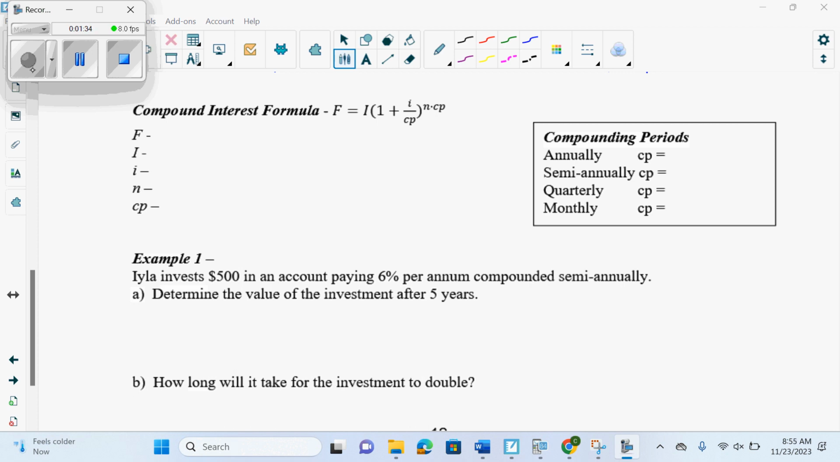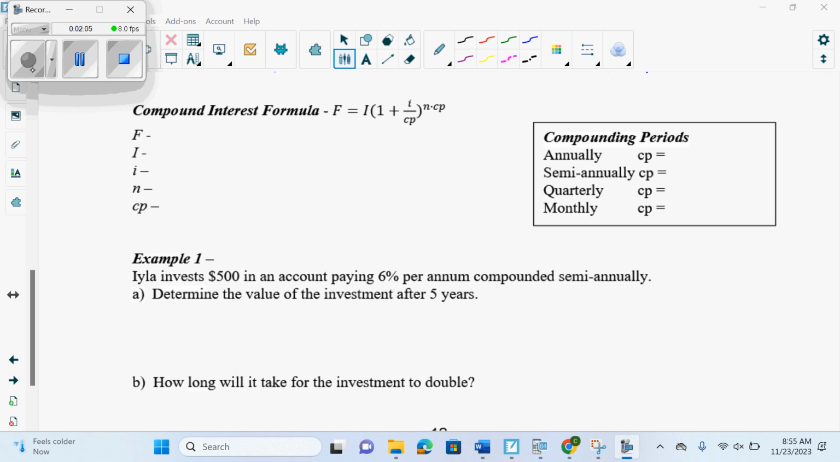Then n is the number of years times compounding periods. This will get you the total number of compounding periods. So say I did it for 5 years, compounding monthly. How many compounding periods would I have? 5 years compounded monthly: 60. I would have 60 compounding periods, and I divide by compounding periods because I know how much interest per compounding period. So when it's compounding, you have to divide the i by compounding periods, and multiply the years by compounding periods to get total compounding periods.